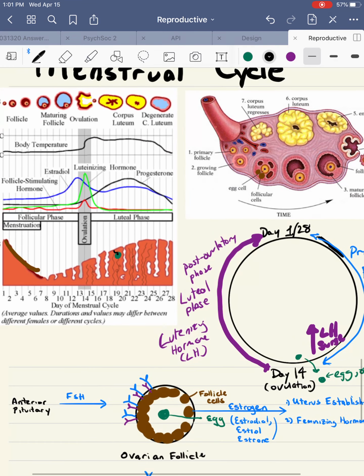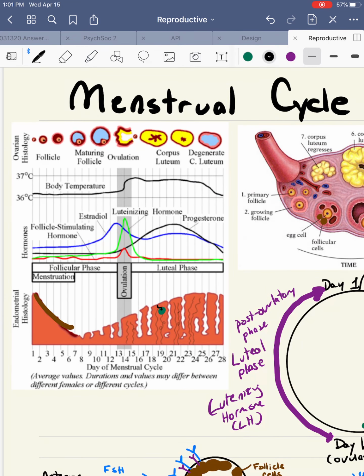Here is another diagram. Well, you know what? We'll talk about this in the next video.